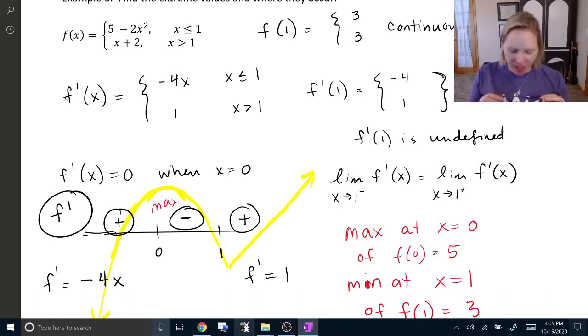And then, of course, do not make the same mistake that I made. Don't let fatigue get the best of you. Always make your sign chart using that derivative, not the original function. That way you're going to tell if your original function is increasing or decreasing. So hopefully this has been helpful.